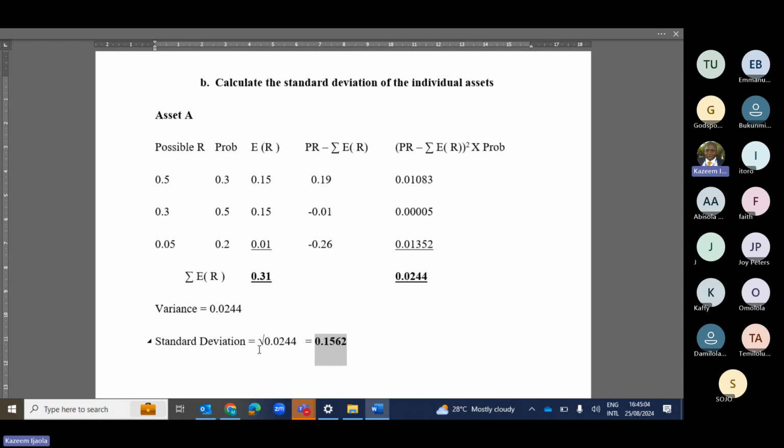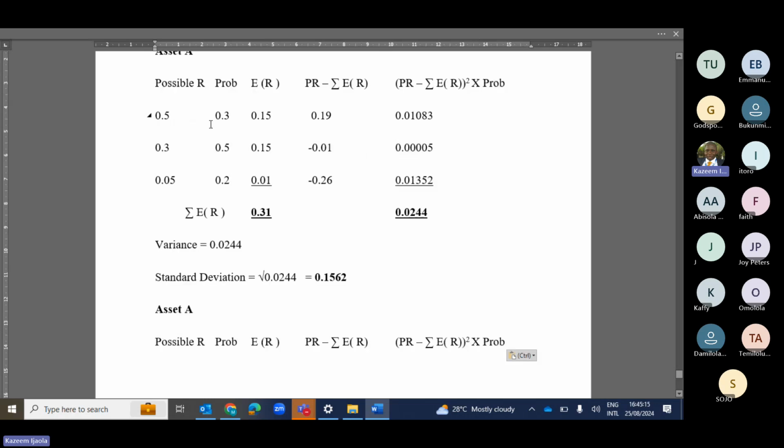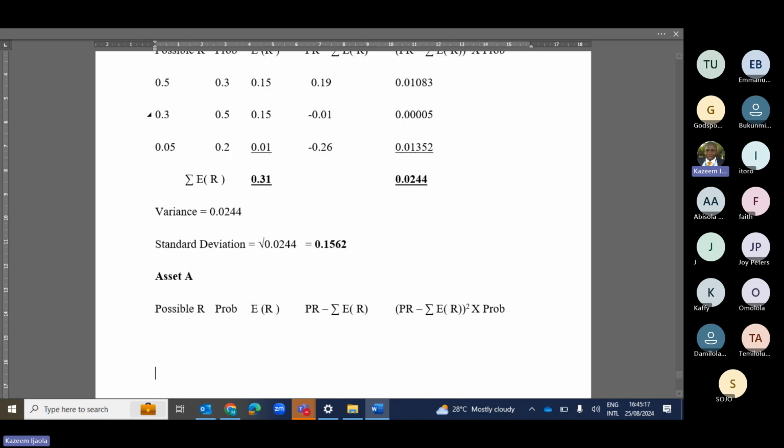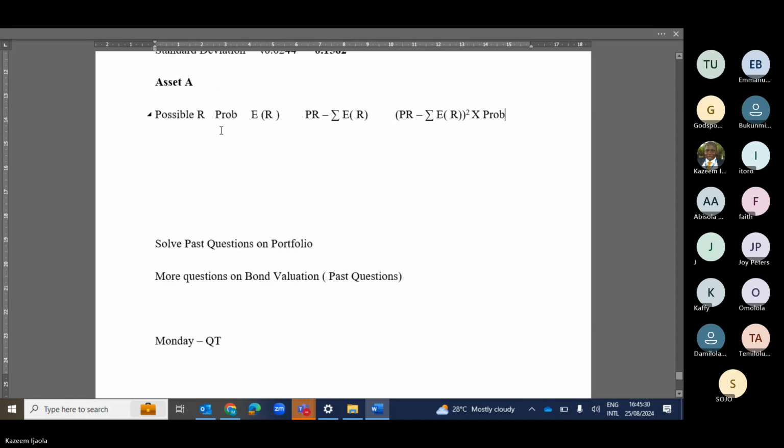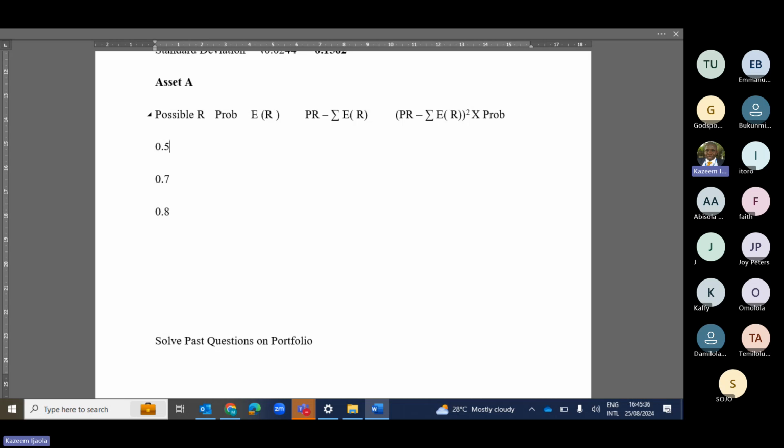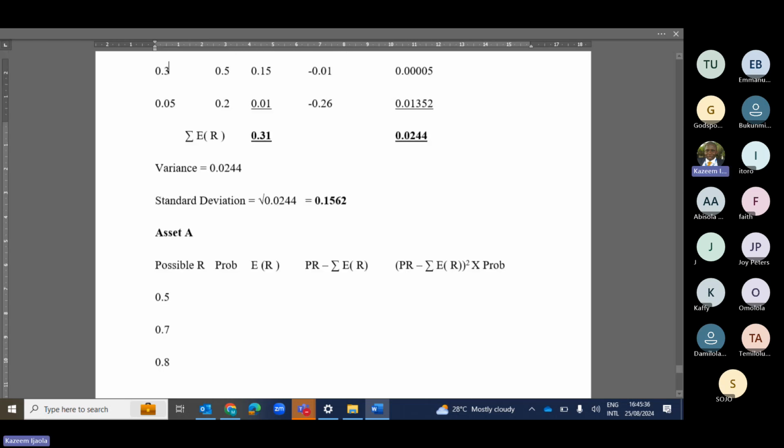Now we repeat the same process for asset B. For asset B, I want to behave like Odogu. I will not speak, so you people will be checking your notebook, because it was a class question. But let's see how it goes. We have returns 0.5, 0.7, and 0.8. Probability is 0.6, 0.3, 0.1.